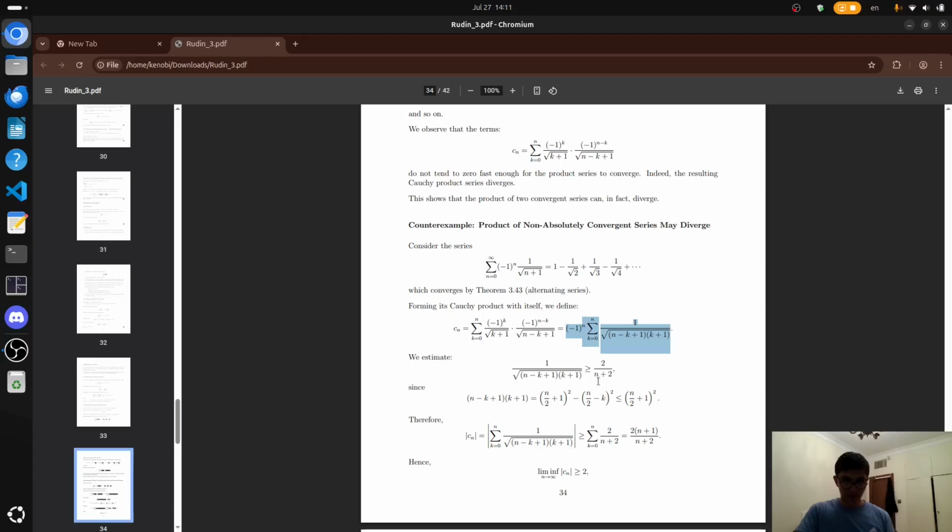And we know that this is greater than or equal to 2 over n plus 2, because you take this difference of squares to give you this thing over here, which is less than or equal to (n over 2 plus 1) squared. Put it in the denominator, you're going to get (n plus 2) over 2. Flip it, take the square root, you're going to get 2 over n plus 2. And that's multiplied by the n plus 1 terms you're adding. So the absolute value of Cn is going to be greater than or equal to 2 times (n plus 1) over (n plus 2).